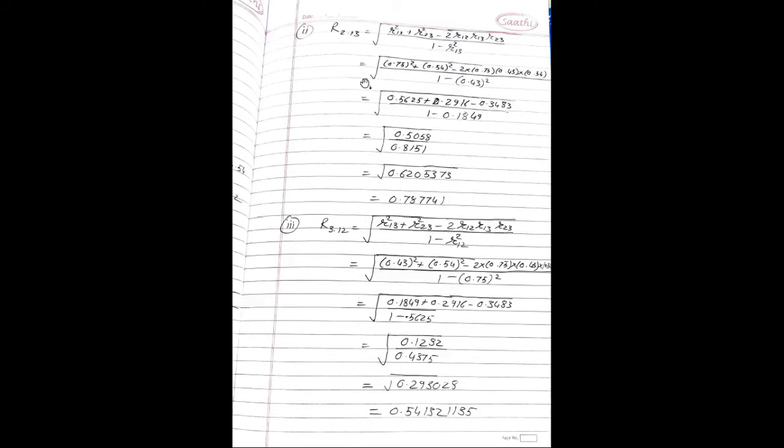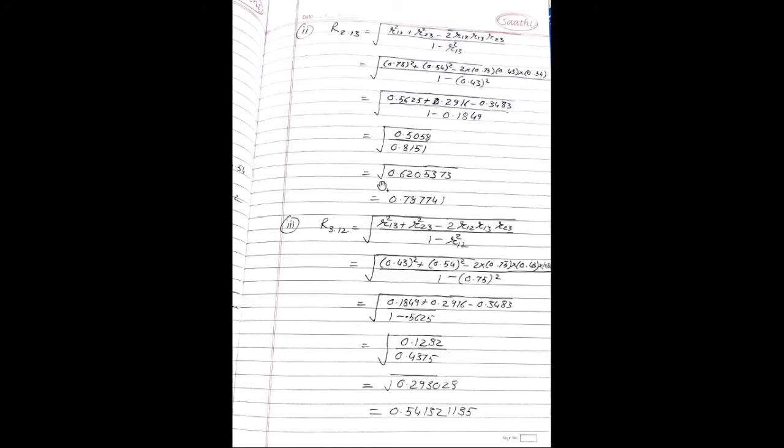Replace the values. So capital R2.13 is equal to square root of 0.75 square plus 0.54 square minus 2 into 0.75 into 0.43 into 0.54 divided by 1 minus 0.43 square, which is equal to square root of 0.5625 plus 0.2916 minus 0.3483 divided by 1 minus 0.1849, which is equal to square root of 0.5058 divided by 0.8151. Take the division.